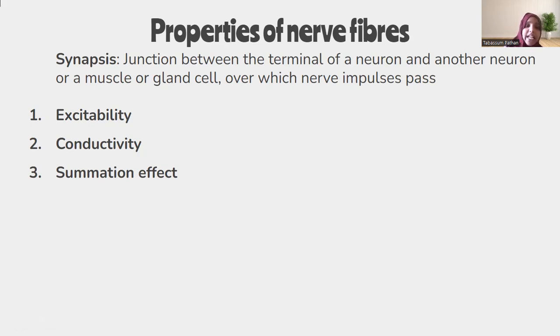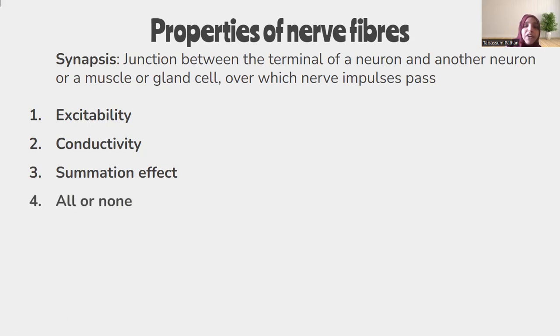So what does the summation effect tell? If there is only one weak signal coming below the threshold value, then it will not excite the neuron. But if there are multiple weak signals coming one after another immediately, which are below the threshold value, then they will be capable of exciting the neuron. So that is what is meant by summation effect. Multiple weak signals can come and together they are able to excite the neuron.